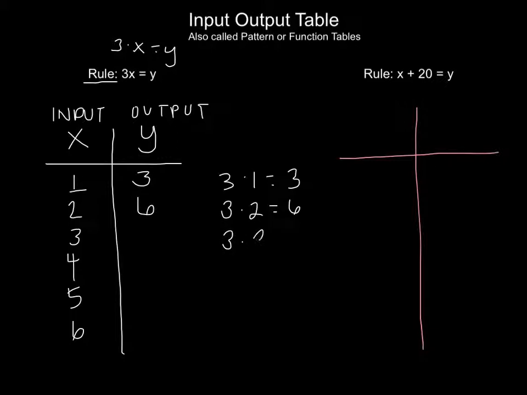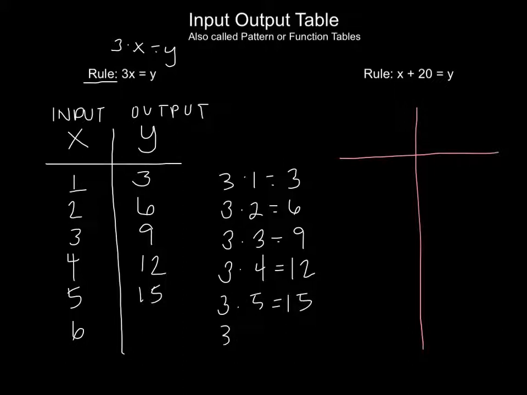Now 3 times 3, which is 9. And I'm going to keep going down my chart. 3 times 4 is 12. 3 times 5 will be 15. And 3 times 6 is 18. So my relationship from 1 to 3 is that I multiplied by 3. And I did that to every number on my chart. The rule has to apply to every single number used.